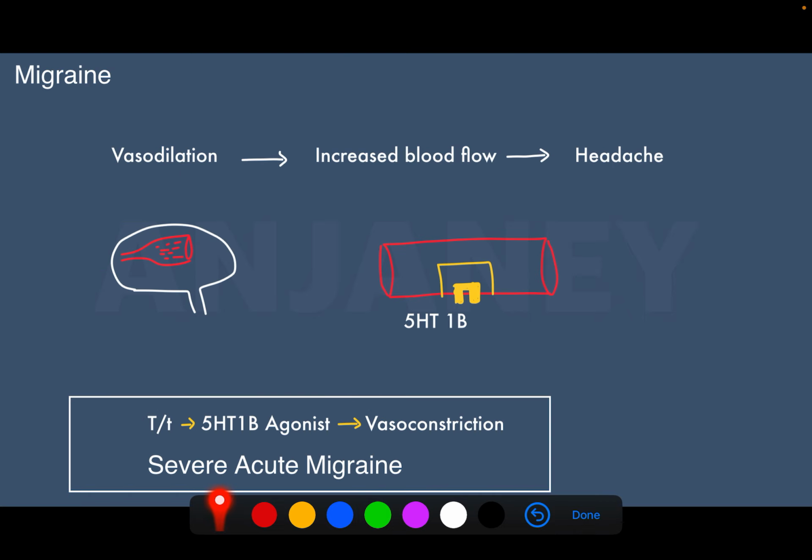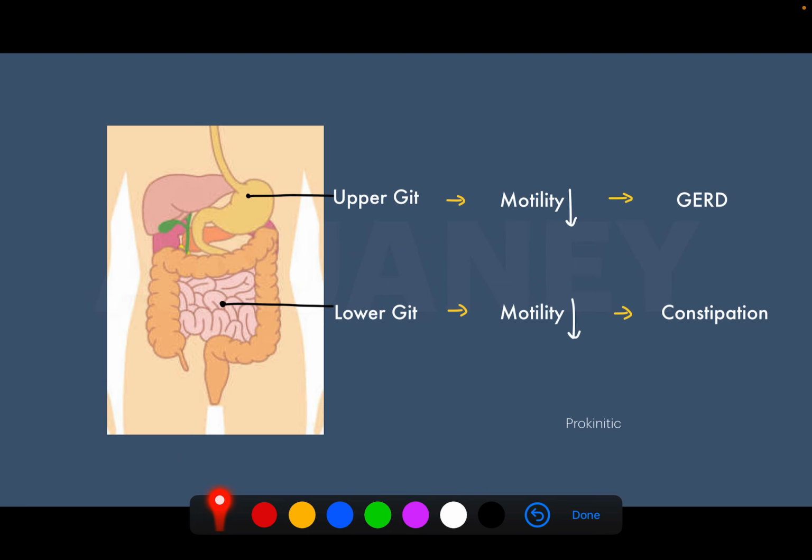Done. Now whenever there is vasodilation in the blood vessels in the brain, there is increased blood flow, and this is causing headache, and this is migraine headache. So what we need to do is vasoconstrict this blood vessel, right? Now we know the blood vessel has the 1B serotonin receptor, so we give a 1B agonist for vasoconstriction. So they are the treatment for what? Migraine. So 1B agonists will be given for the treatment of severe acute migraine.